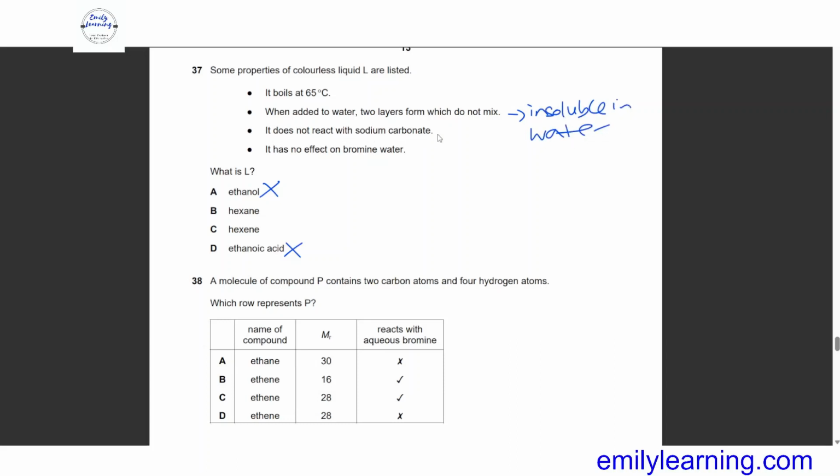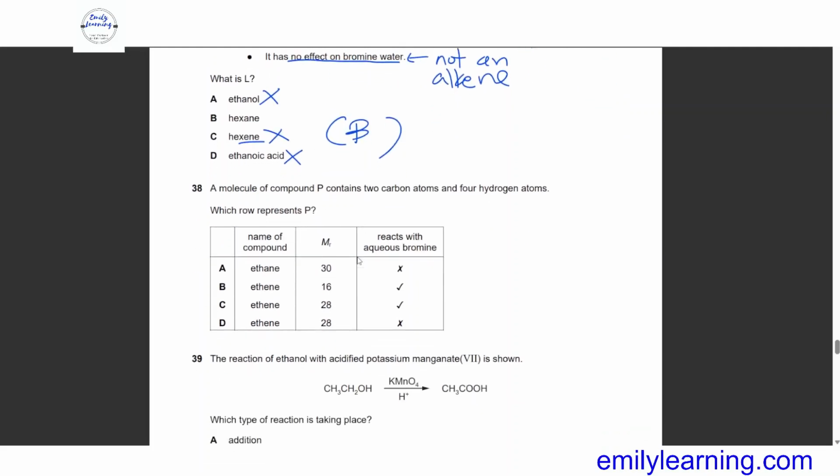It does not react with sodium carbonate. So in other words, it's not acidic. So ethanoic acid is out. Next, it has no effect on bromine water. So if you have no effect on bromine water, that means it is not an alkene. So in other words, it cannot be hexene, because hexene will decolorize bromine water. So the answer for 37 is B.